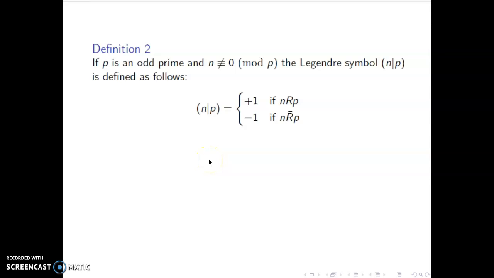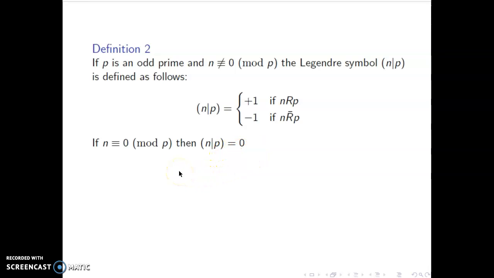Next definition. If p is an odd prime and n is not congruent to 0 mod p, the Legendre symbol (n over p) is defined as follows. (n over p) is equal to plus 1 if n is a quadratic residue modulo p. It is minus 1 if n is a quadratic non-residue modulo p. If n is congruent to 0 mod p, then (n over p) is equal to 0.